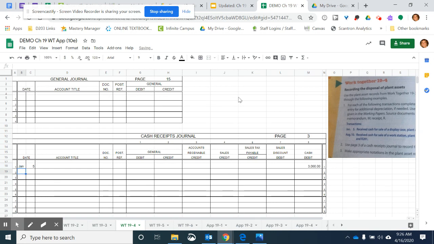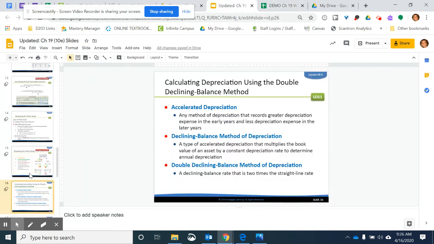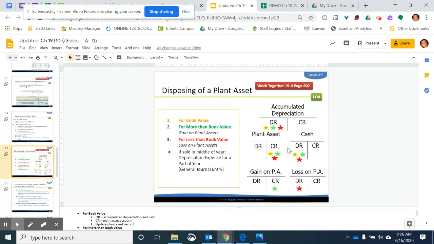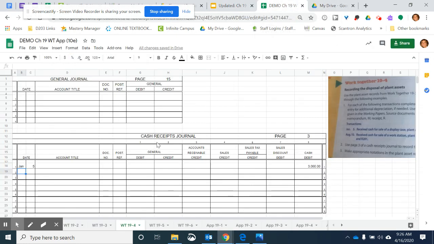Okay. And we also know from our slide that accumulated depreciation has a debit balance, normal balance. So we're going to go over here, and we're going to put accumulated depreciation because we know what that amount is because you calculated it.